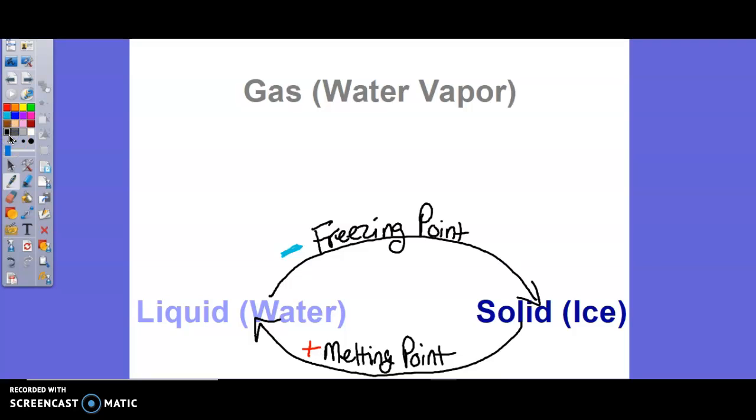None of us in here this year were shocked that we could go from a liquid to a gas. We've seen that in the kitchen before, and we call that evaporation, or you could say the boiling point. To reach evaporation, you need to add heat.